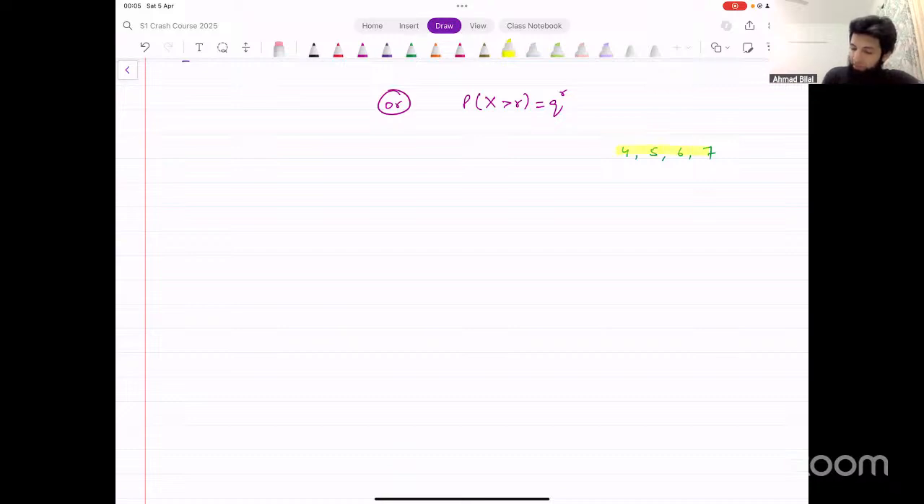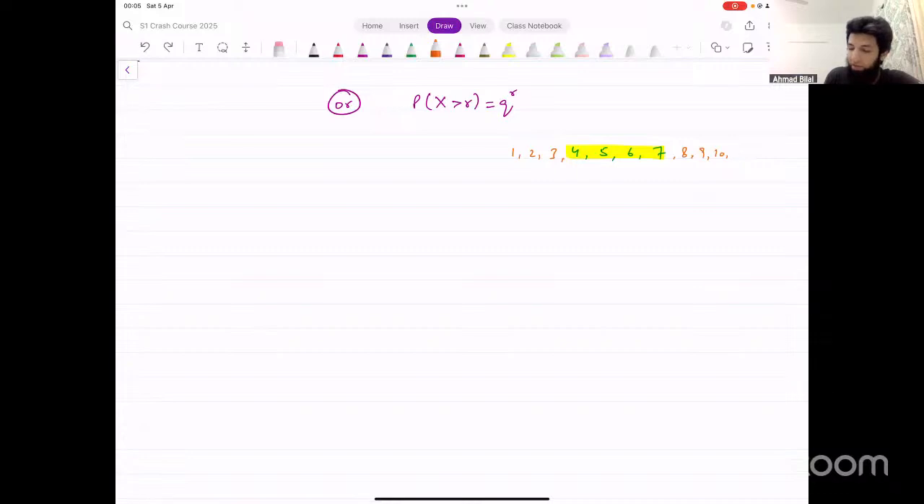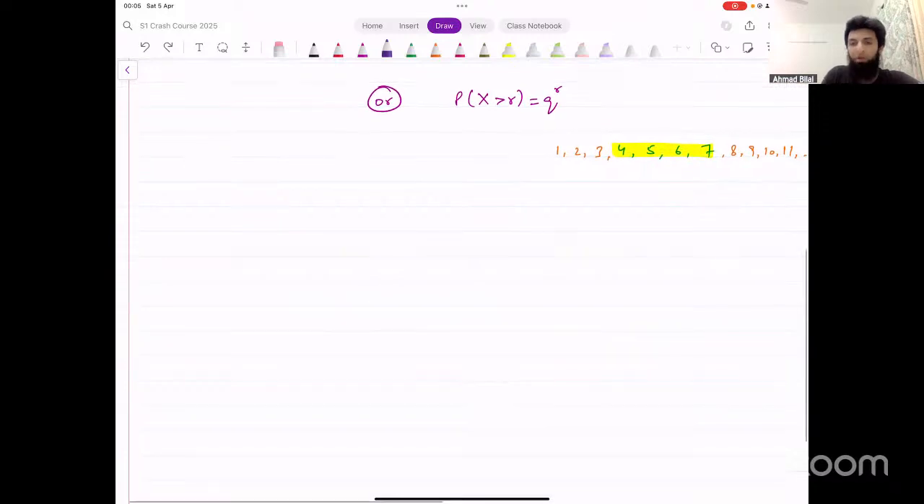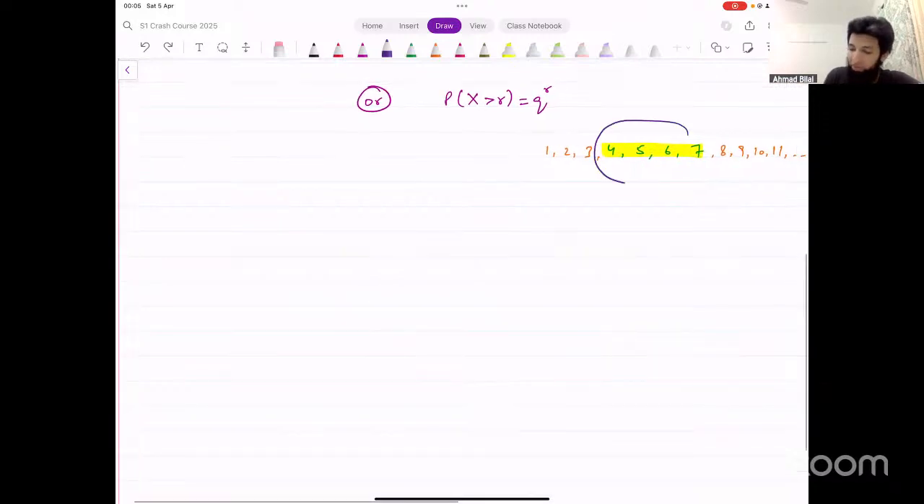These are the numbers that we want, right? 4, 5, 6, 7. Now, around these numbers, we might have 1, 2, 3. These are the numbers that we don't want, right? Similarly, on the right side, we don't want 8, 9, 10, 11, and so on, all the way up to infinity. All of these numbers in orange are the ones that we don't want. We only want these green, highlighted numbers. How do we make an inequality in greater than form, or multiple inequalities, to basically get to these numbers exactly?